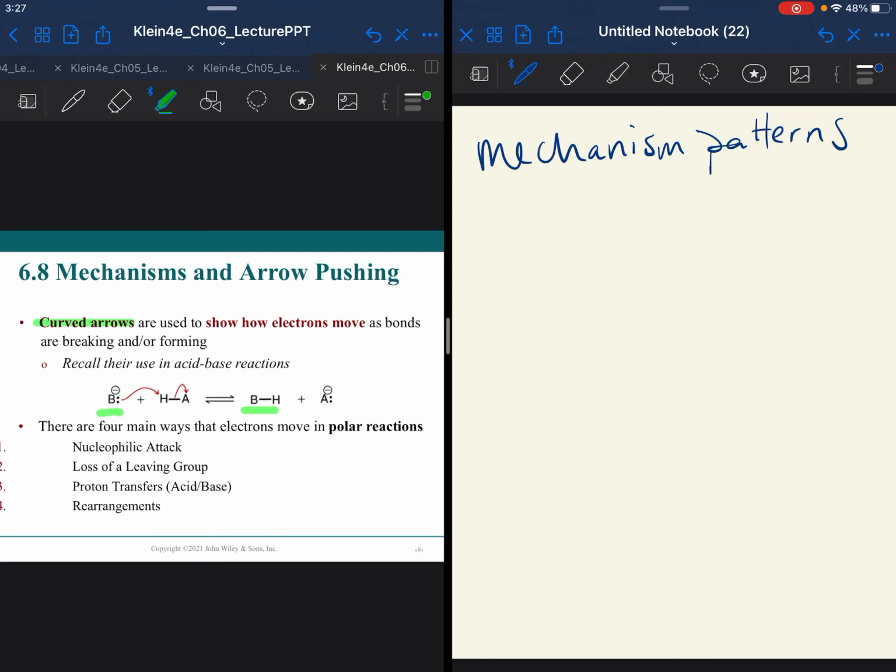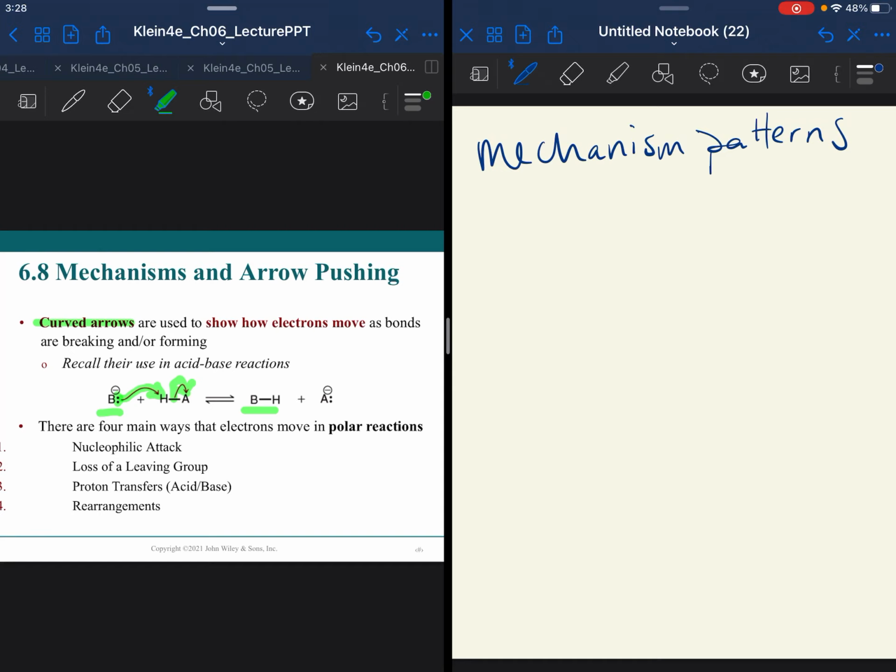But the arrows aren't built to communicate atoms moving. The arrows tell us where the electrons are going. The lone pair here on the base is forming a new bond to this proton. The electrons holding the H and A together are staying with the A, the conjugate base of that acid. So we're always thinking of these arrows in terms of electron movement, not atom movement. And there are 4 main ways that electrons move. Now, this isn't every type of step you'll ever see.